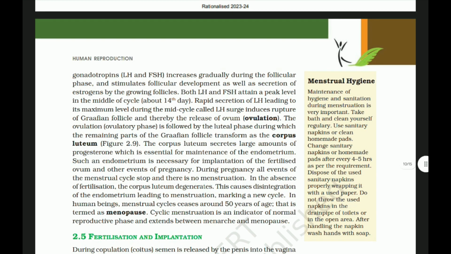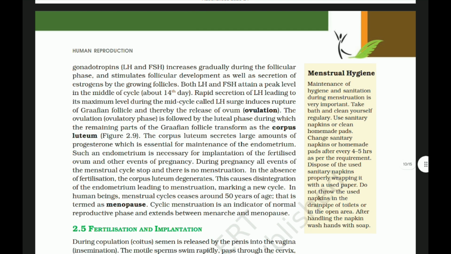Menstrual hygiene. Maintenance of hygiene and sanitation during menstruation is very important. Take a bath and clean yourself regularly. Use sanitary napkins or clean homemade pads. Change sanitary napkins or homemade pads after every 4 to 5 hours, as per the requirement. Dispose of the used sanitary napkins properly, wrapping them in used paper. Do not throw the used napkins in the drain pipe of toilets or in the open area. After handling the napkin, wash hands with soap.